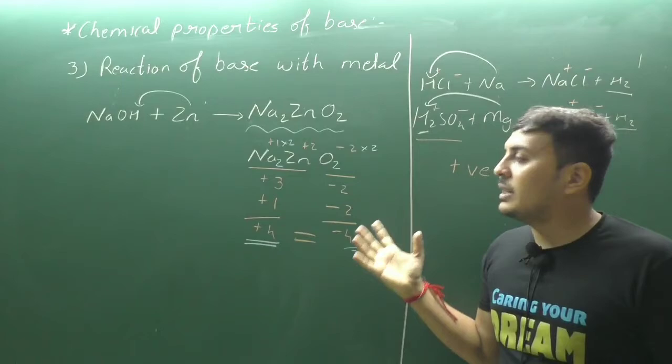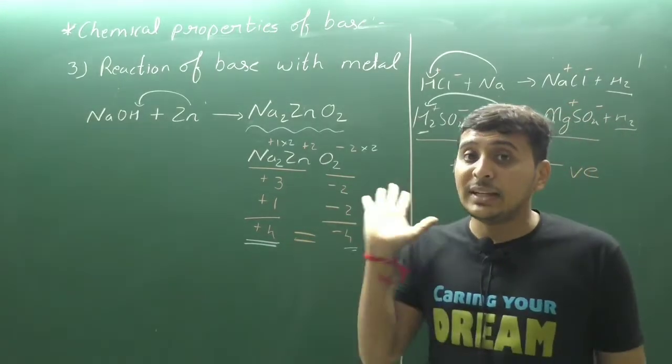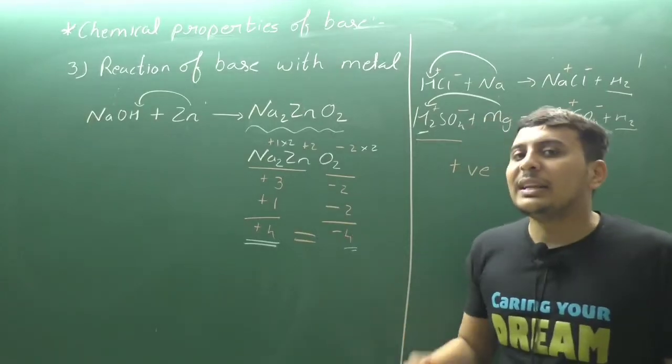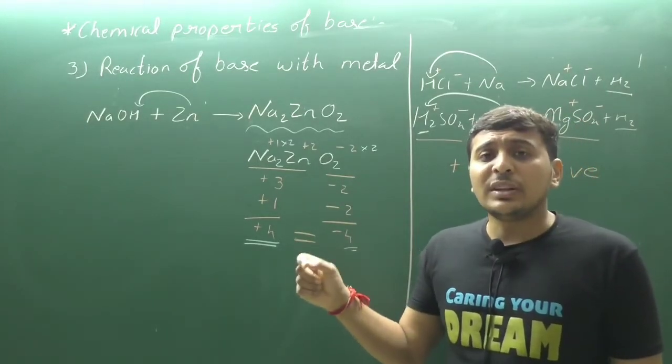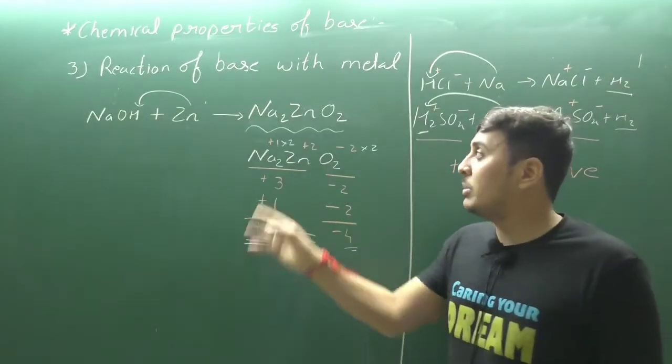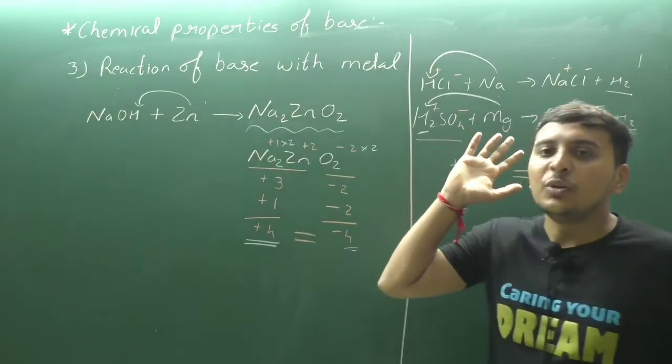If you remember this, if you understand it, then it is very good. But if after saying it 4 to 5 times you are not able to remember, then write it down 2 to 3 times, and if still you are not able to remember, then just memorize it, just mug it up, that is Na2ZnO2.